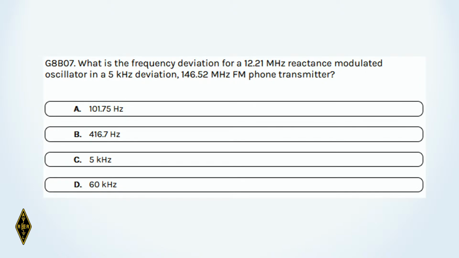Not good. And what is the frequency deviation for a 12.21 megahertz reactance modulated oscillator in a 5 kilohertz deviation, 146.52 megahertz FM phone transmitter? You might remember. Charlie. Nope. Remember, it was a multiplier. We started out at, Bravo. It is Bravo, 416 hertz times 12 would get you up to 5 kilohertz of deviation.